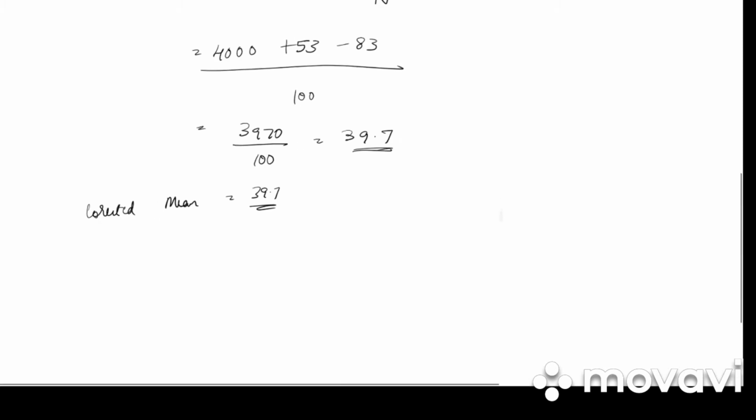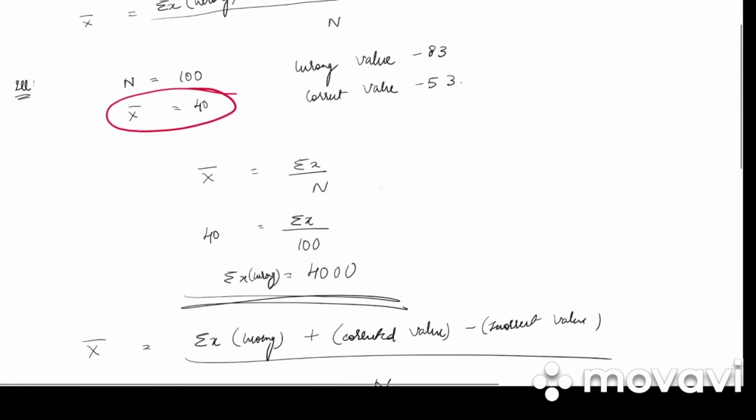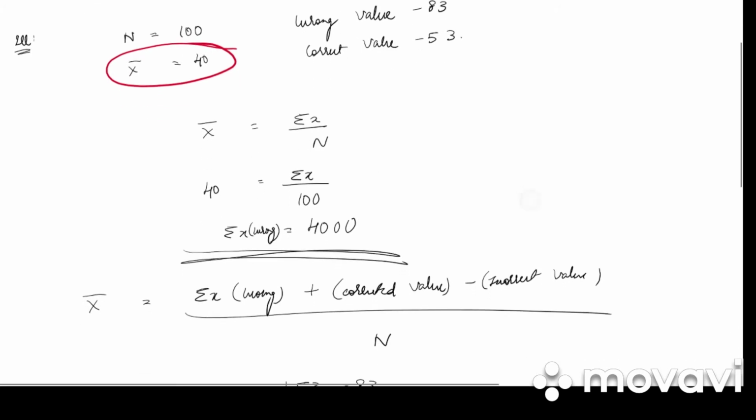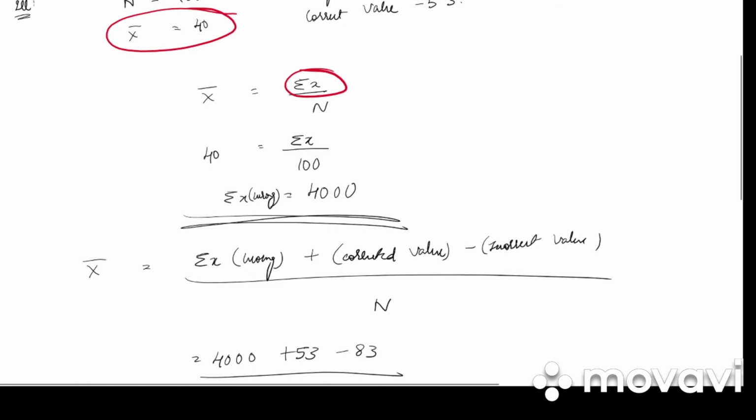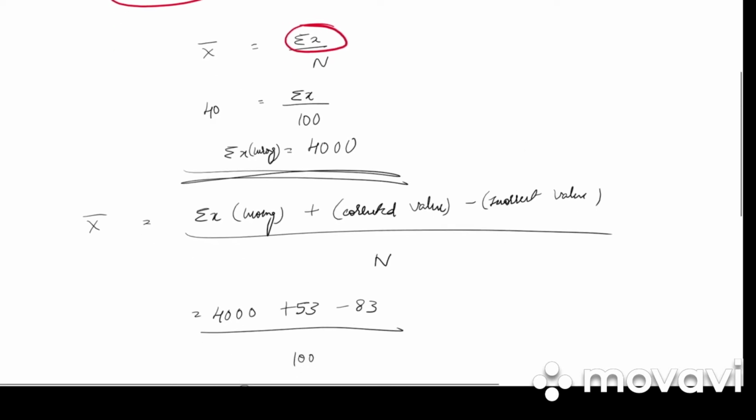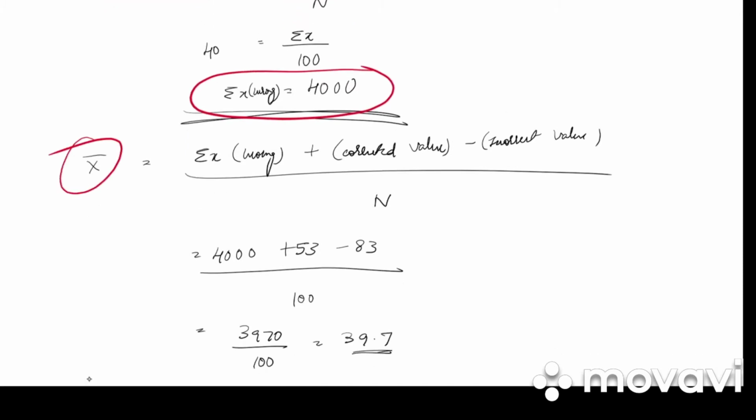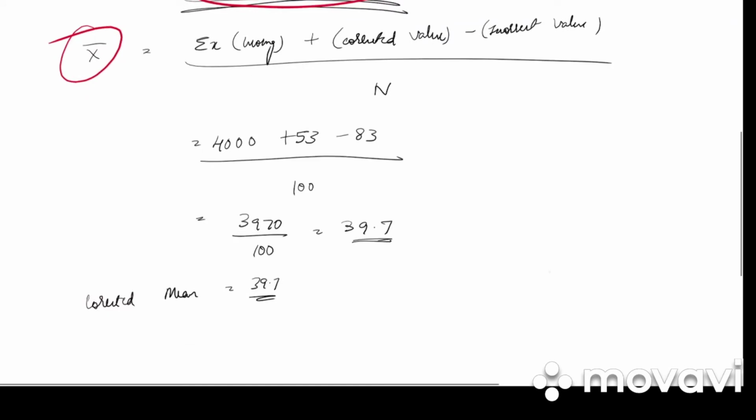So whenever they have given us wrong mean, wrong value, correct value, first we need to find out summation x. What will be the formula? X bar is equal to summation x by n. After we had found out summation x, that is the wrong value, we need to find the correct mean. Clear? Write down the next topic.